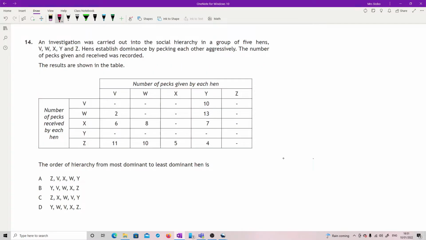Okay, question 14. We've got an investigation carried out into social hierarchy in a group of 5 hens. Hens established dominance by pecking each other aggressively.